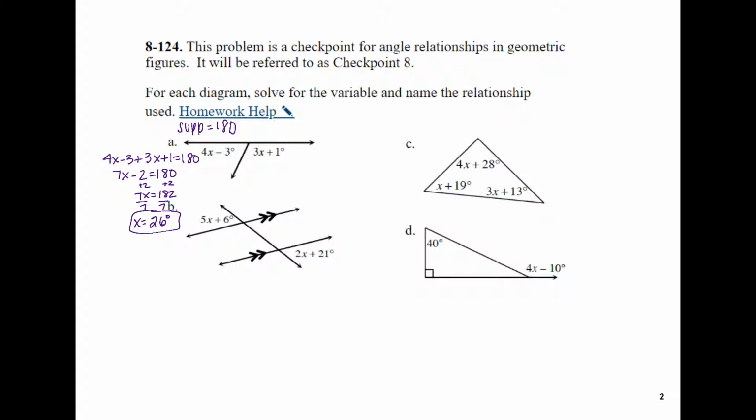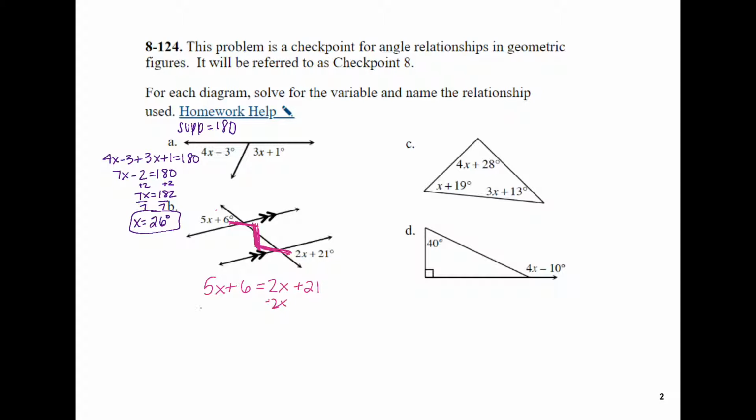Looking at letter B, I have two parallel lines that are being cut by a transversal. So I know that these angles are congruent because they're vertical angles. These angles are congruent because they're alternate interior angles. And these angles are congruent because they're vertical angles. I also know that 5x plus 6 is equal to 2x plus 21 because they are alternate angles.